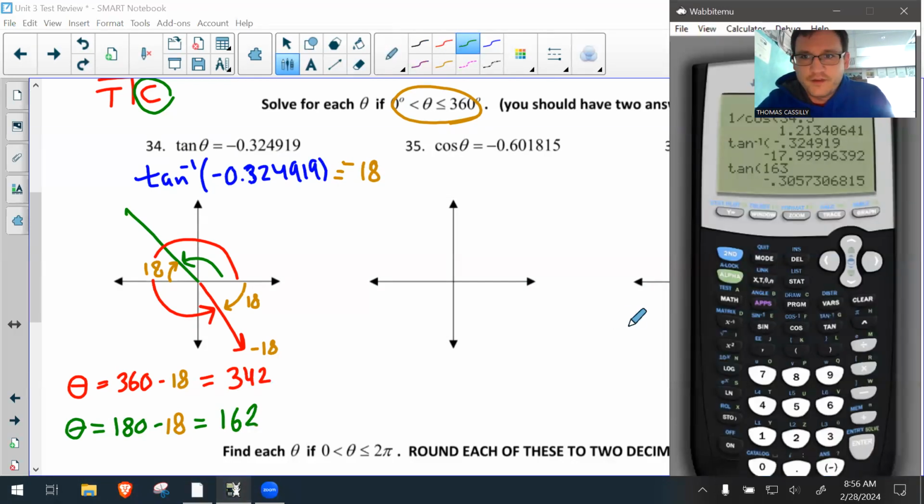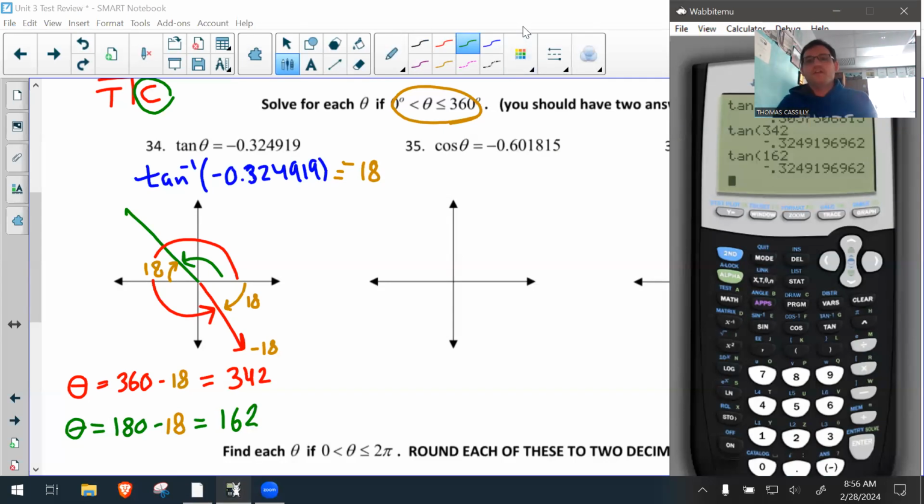Guys, I am struggling today. The tangent of 342 should be that decimal, 0.3249. Okay, there it is. And the tangent of 162 should be the same thing, which it is. There we go.